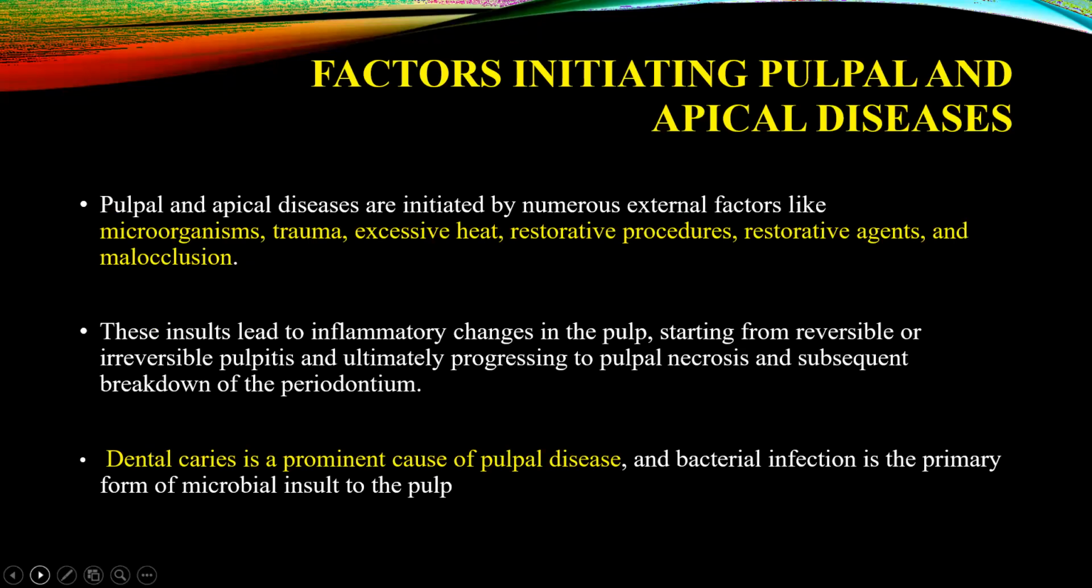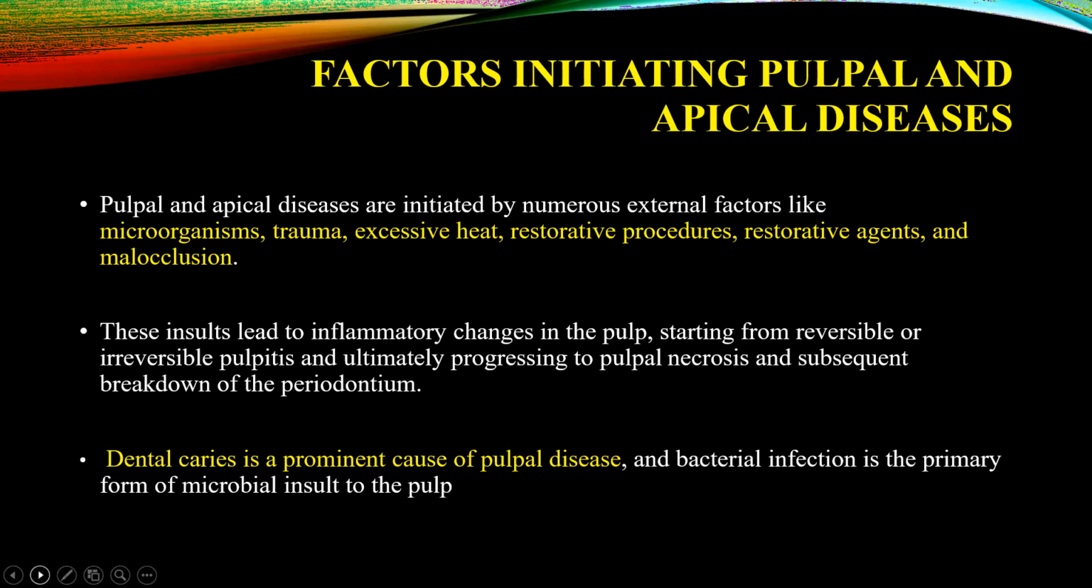Now, what are the factors initiating pulpal and apical disease? Pulpal and apical diseases are initiated by numerous external factors like microorganisms, trauma, excessive heat to the teeth, restorative procedures, restorative agents, and malocclusion. These insults lead to inflammatory changes in the pulp, starting from reversible or irreversible pulpitis and ultimately progressing to pulpal necrosis and subsequent breakdown of the periodontium.